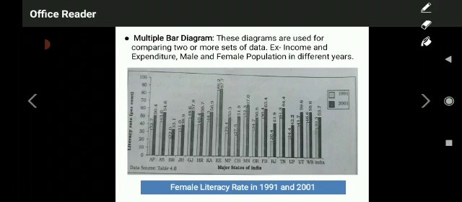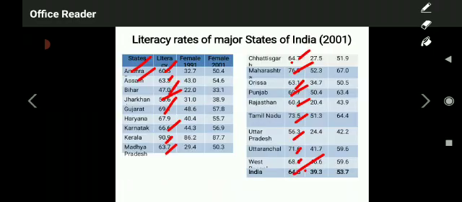Okay, now look at the diagrammatical presentation of the multiple bar diagram. Now let us again come to the same data. Now look at the third and fourth columns. In the third column I have mentioned the female literacy rate in 1991, and the same female literacy rate in the year 2001 in the fourth column.